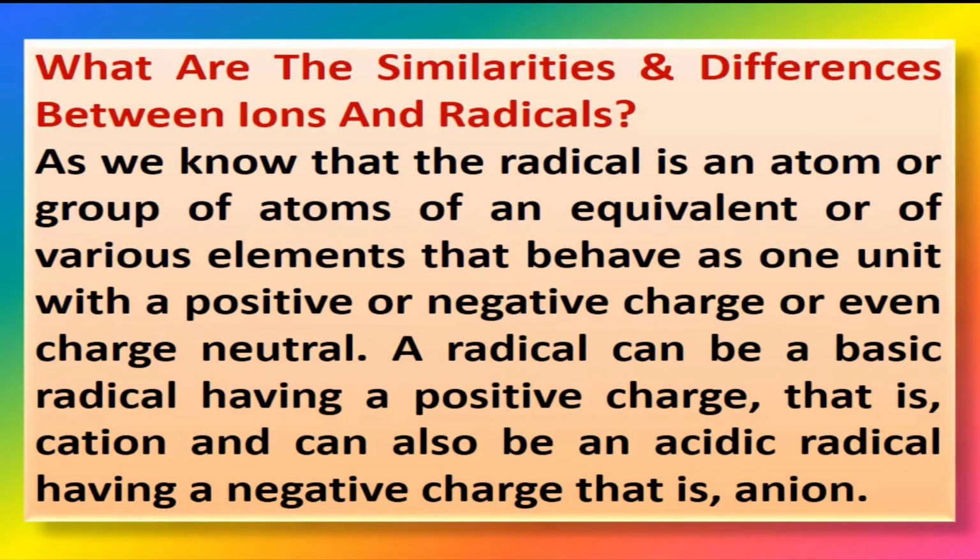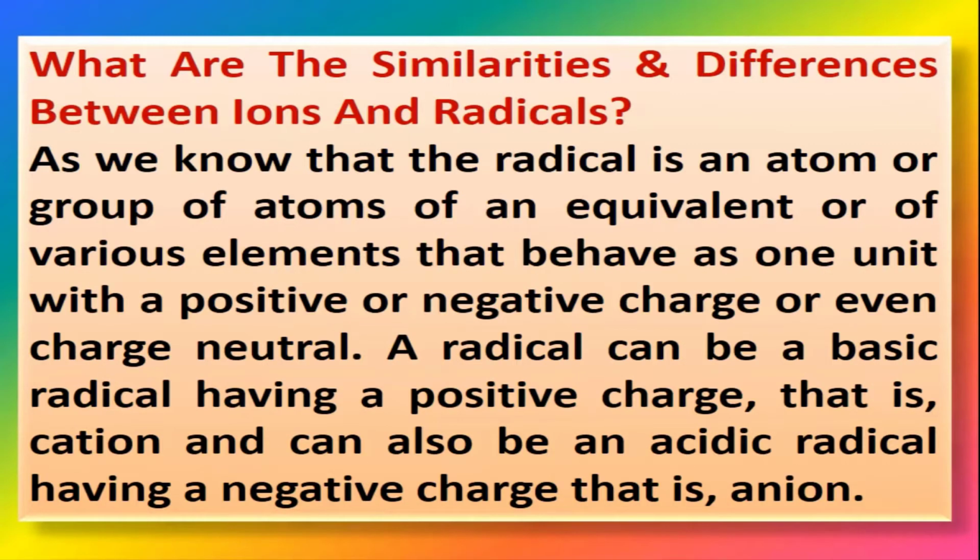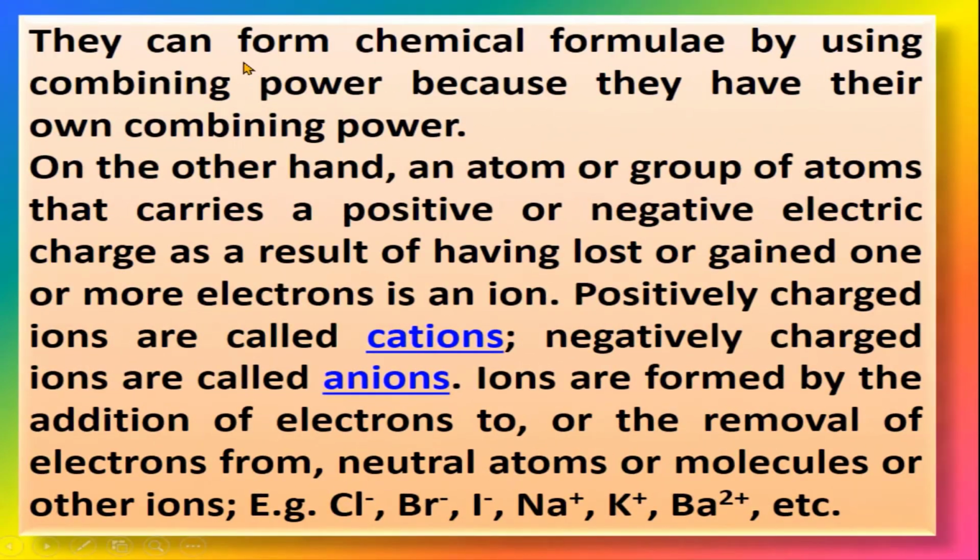So, what are the similarities and differences between ions and radicals? As you know, a radical is an atom or group of atoms of an equivalent or of various elements that behave as one unit with a positive or negative charge or even charge neutral. A radical can be a basic radical having a positive charge, that is a cation, and can also be an acidic radical having a negative charge, that is an anion. They can form chemical formulae by using combining power because they have their own combining power.